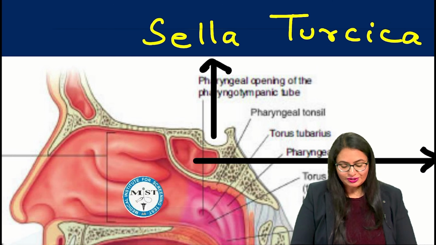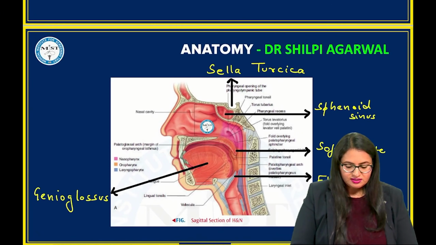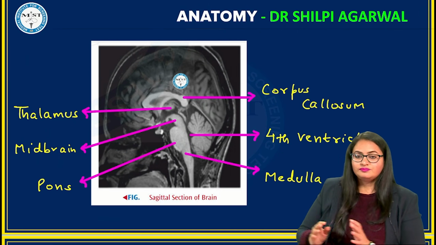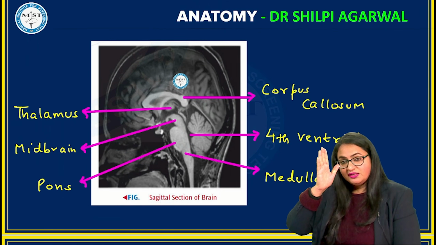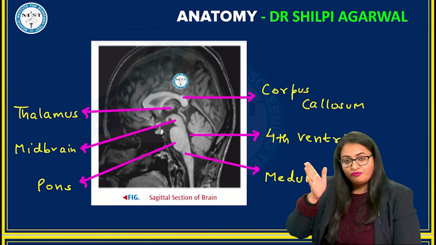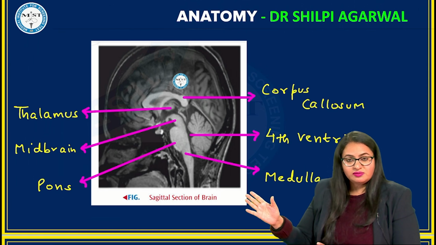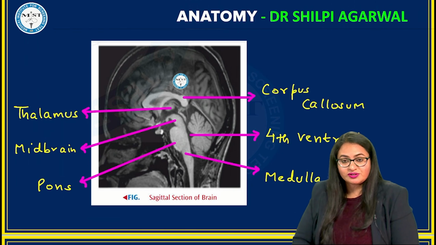Okay, this is given the term sella turcica. So these important landmarks are there in the sagittal section of head and neck. Now, this is a very, very important image. What is this? This is again the sagittal section, but this is now of brain, and either given as a radiological image or given as a gross section, you should be able to identify all these important structures.